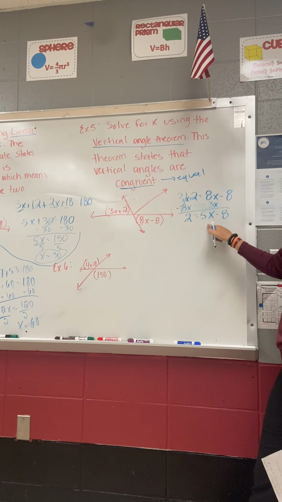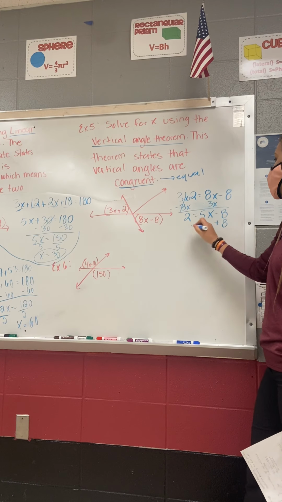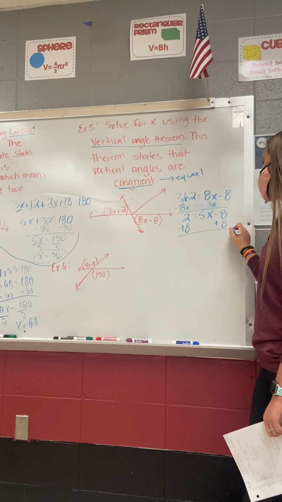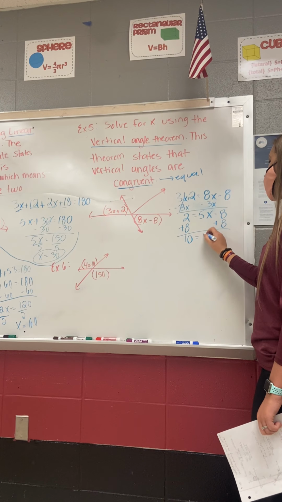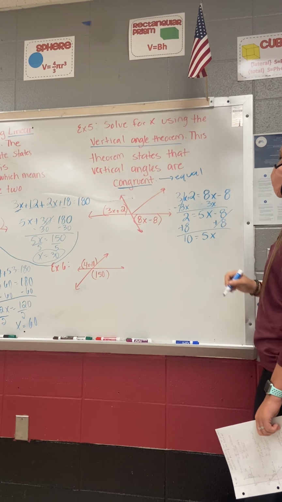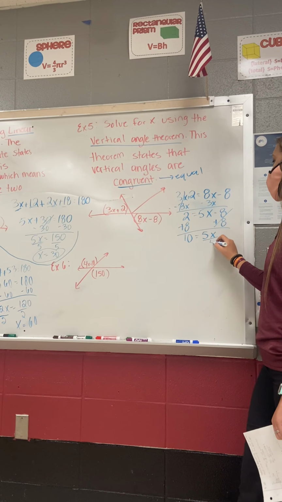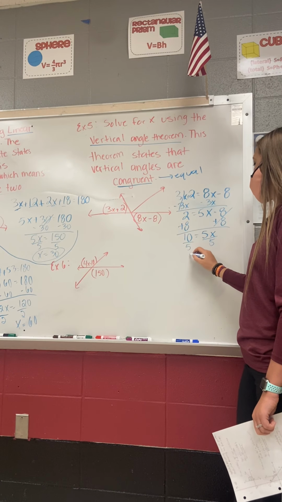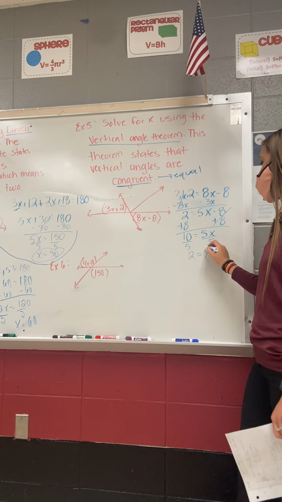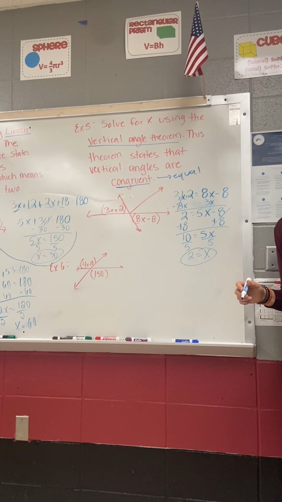I need to get 5x by itself, so I add 8 to both sides. I have 10 equals 5x because these 8's cancel. Now I divide by 5, divide by 5, so x equals 2. Okay?